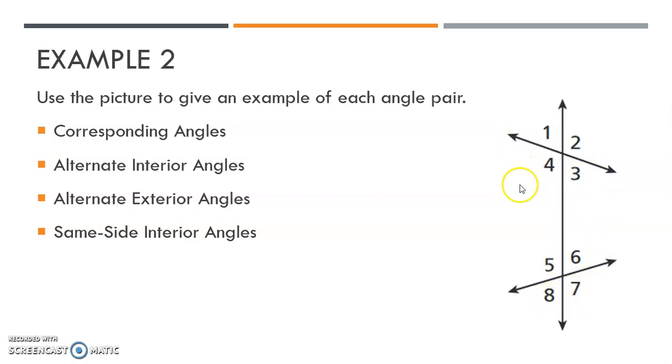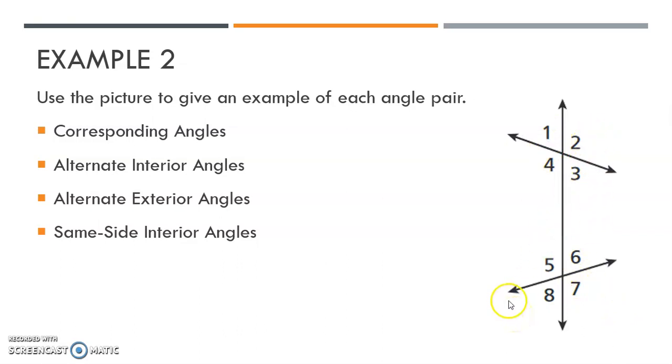Alternate interior angles, the interior is between the two lines. That's this area right here. Alternate would be opposite sides of the transversal, so 4 and 6, or 3 and 5. For alternate exterior angles, that's the 1 and 2 up here, and the 8 and 7 down here, but they need to be alternate. Notice it's 1 and 7 are alternate, 2 and 8 are alternate.